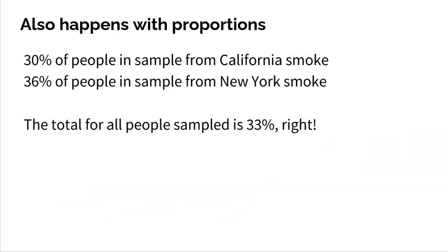Now this also happens with proportions. So here's an example. 30% of people in a sample from California smoke, 36% of people in a sample from New York smoke. Does that mean that the total for all the people sampled is 33%, right? I mean, that was what it would be, right? Just 30 plus 36 divided by 2. Absolutely not. Again, the only way that would be true is if the samples were both exactly the same size. Then they would have equal weight, and then, yeah, that would work, 33%.